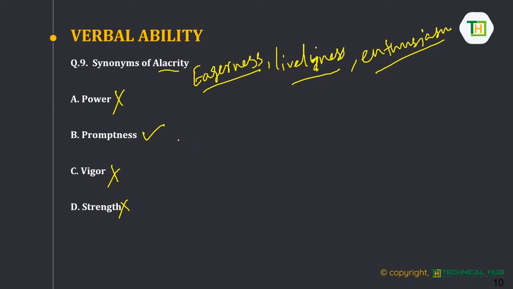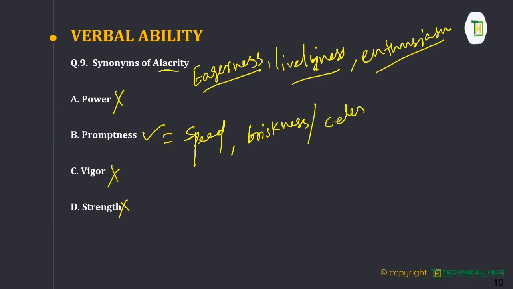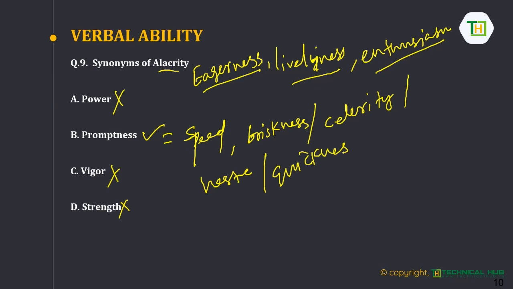Good. And you can have other synonyms or words for this promptness also. We can call it speed. We can call it briskness. Briskness. Celerity. Then haste, or we can call it quickness, or you can say swiftness.